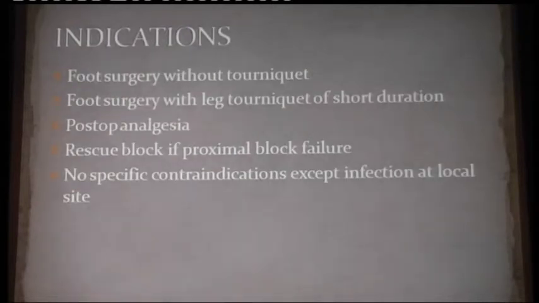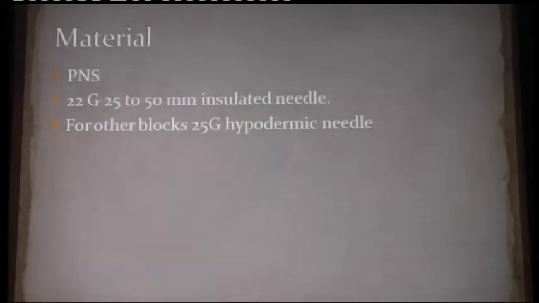and goes distally. Indication: foot surgery without tourniquet, foot surgery with leg tourniquet of short duration, post-op analgesia, and rescue block if proximal block failure. There are no specific contraindications except infection at the injection sites. Material required, as I said earlier, the peripheral nerve stimulator, and a 22 gauge 25 to 50 mm insulated needle, and for blocks where the PNS is not used, a small hypodermic needle is sufficient.